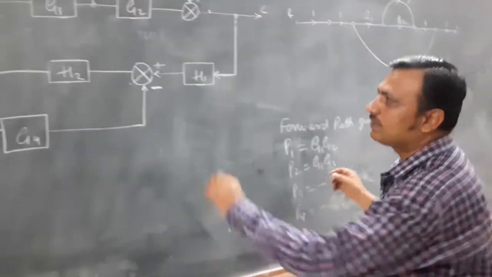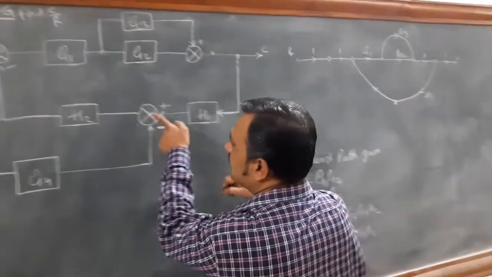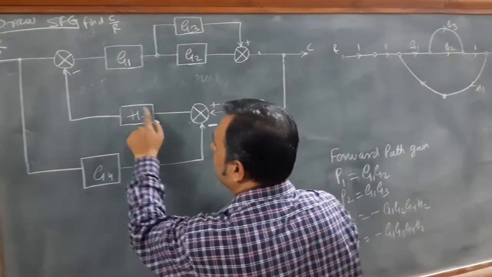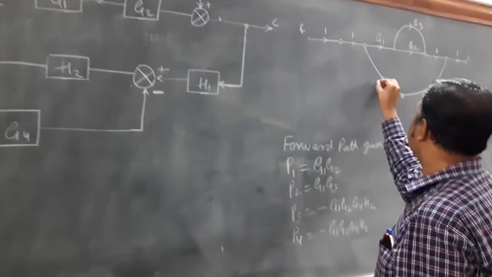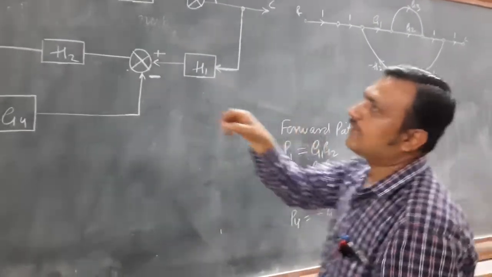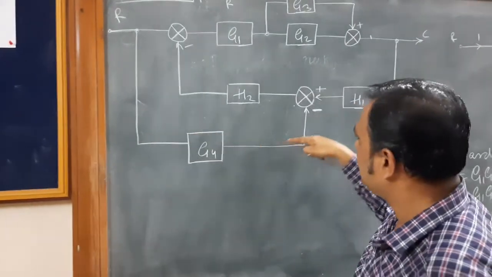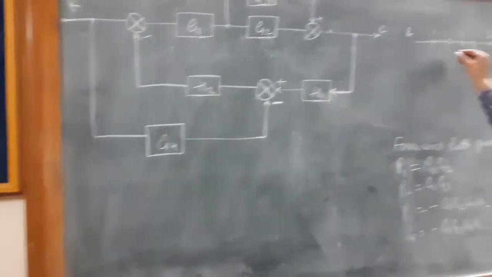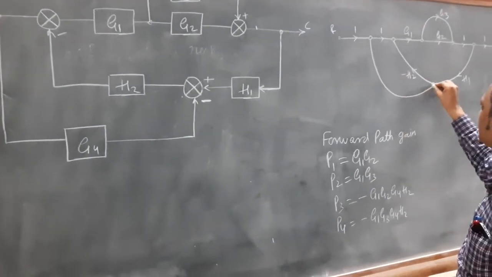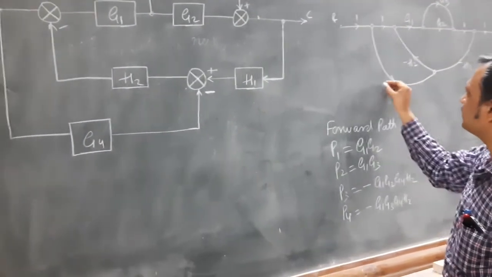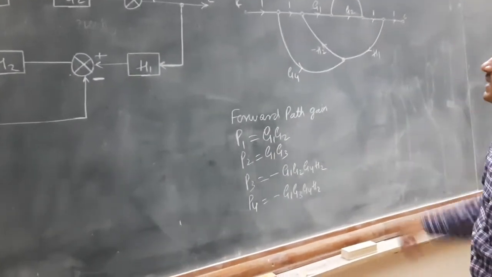nodes. For this branch, you have to draw the arrow towards the left side because the signal is moving like this. This value is h2 and this one is minus, hence we have to take the minus h2. Next, again from this node, the signal is coming to this summing point. From this one I will take the signal again, and that signal will be sent to this particular node, and this value is G4. Like this we have to draw the signal flow graph.